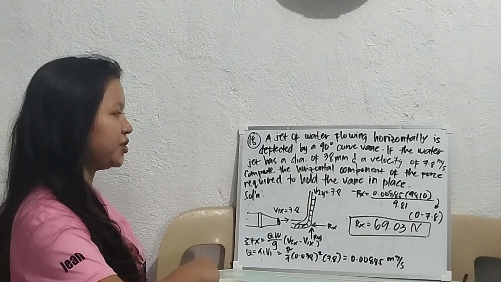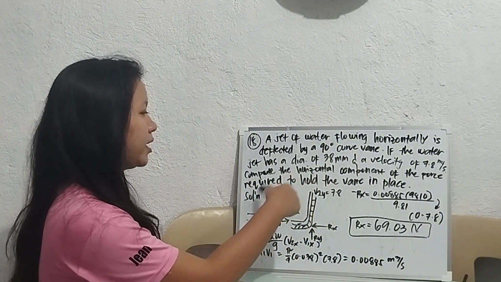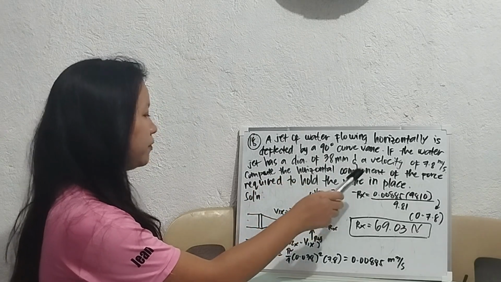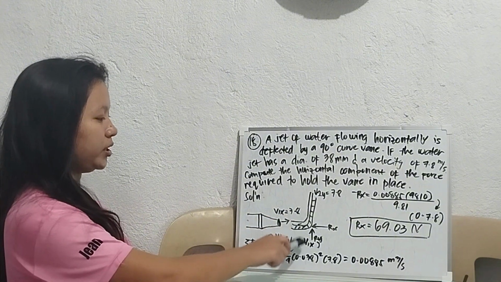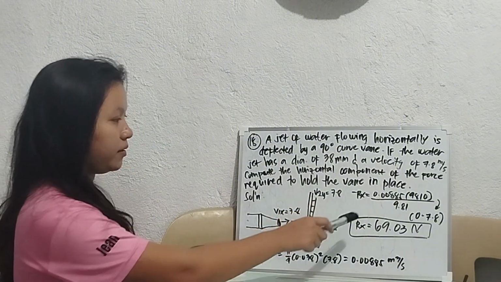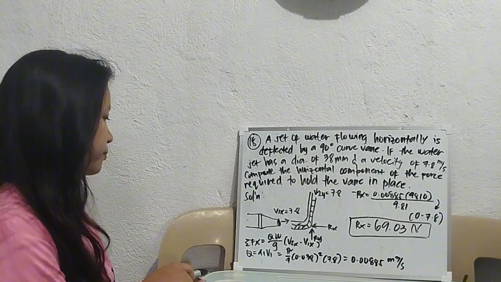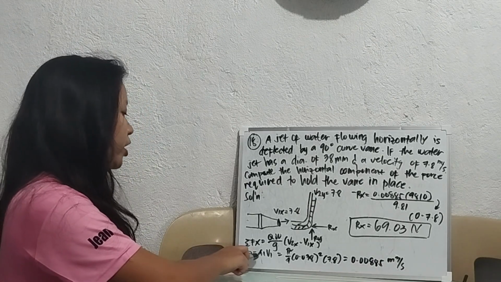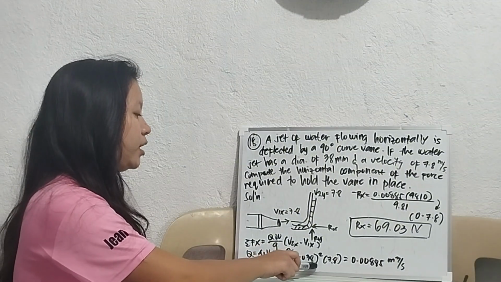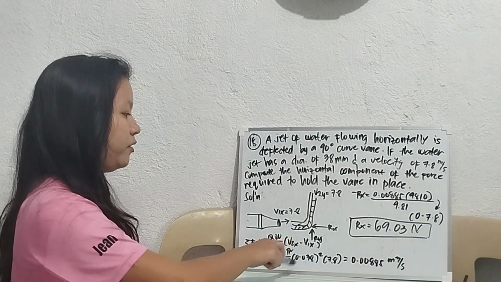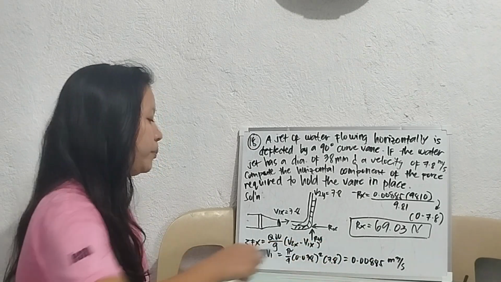Okay, so for number 18, a jet of water flowing horizontally is deflected by a 90 degree curved vane. If the water jet has a diameter of 38 mm and a velocity of 7.8 meters per second, compute the horizontal component of the force required to hold the vane in place. So we have V1x equals 7.8, then V2y equals 7.8. First, we need to find the flow rate. So Q equals A1 V1 equals pi over 4 times 0.038 squared times 7.8, equals 0.00885 cubic meter per second.